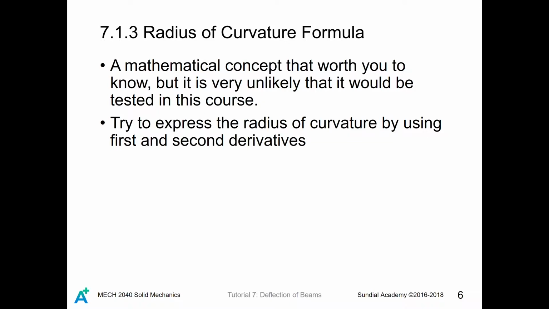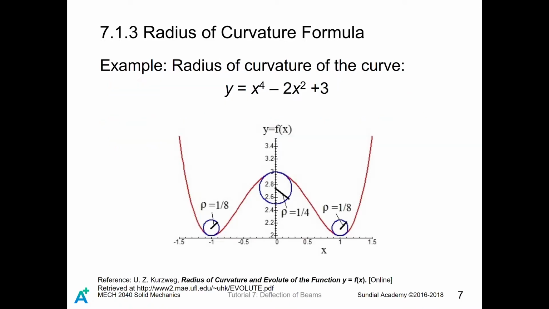So the following derivation is just for your information. Don't take it too seriously. If you don't really get the radius of curvature, just ignore it. Basically, the idea is that we try to express the radius of curvature by using first and second derivatives. So how to do that?